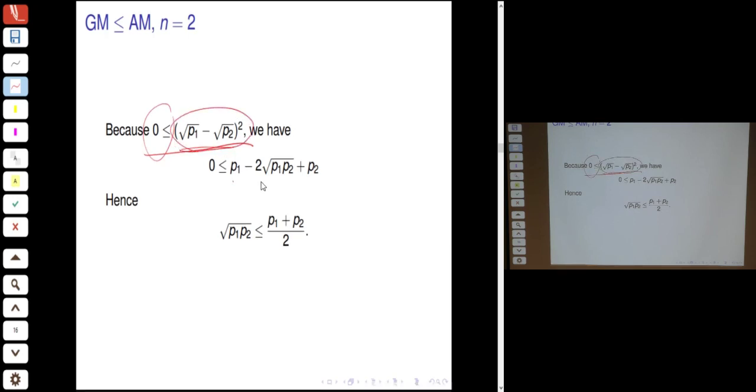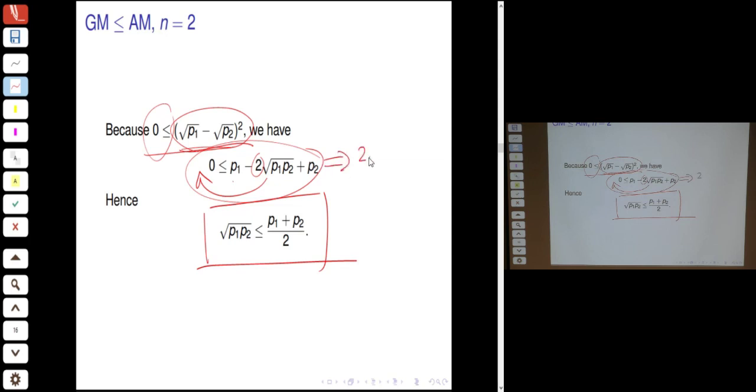So, this is p1 minus 2 square root p1 p2 plus p2. And if you just rearrange it, take it to the other side and divide throughout by 2, you get square root p1 p2 less than or equal to p1 plus p2 by 2. So, this means that 2 square root p1 p2 is less than or equal to p1 plus p2. So, you divide by 2. So, this implies that square root p1 p2 is less than or equal to p1 plus p2 by 2 as desired. Okay? Any questions?